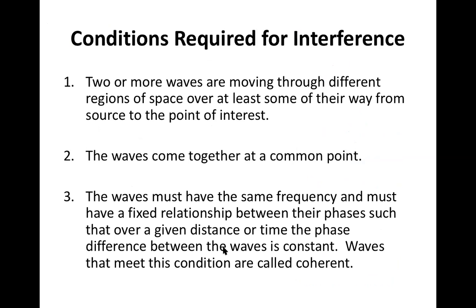The conditions required for the interference we're about to talk about today: you must have two or more waves moving through different regions of space over at least some of their way from the source to the point of interest. The waves come together at a common point. So it's like, where do they bump together? And then the waves must have the same frequency and a fixed relationship between their phases, such that the phase shift is constant over time. Waves that meet that condition number 3 are called coherent.